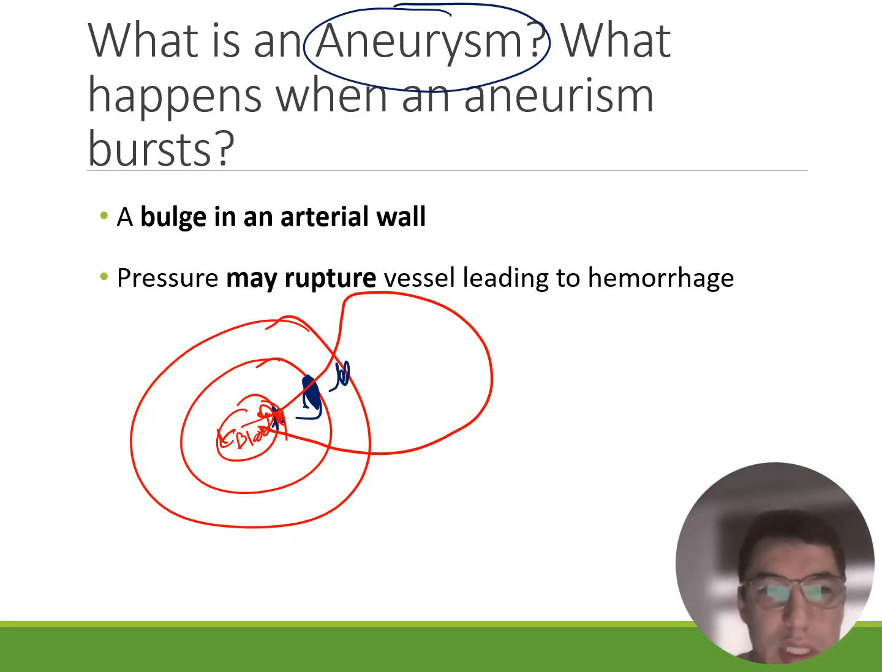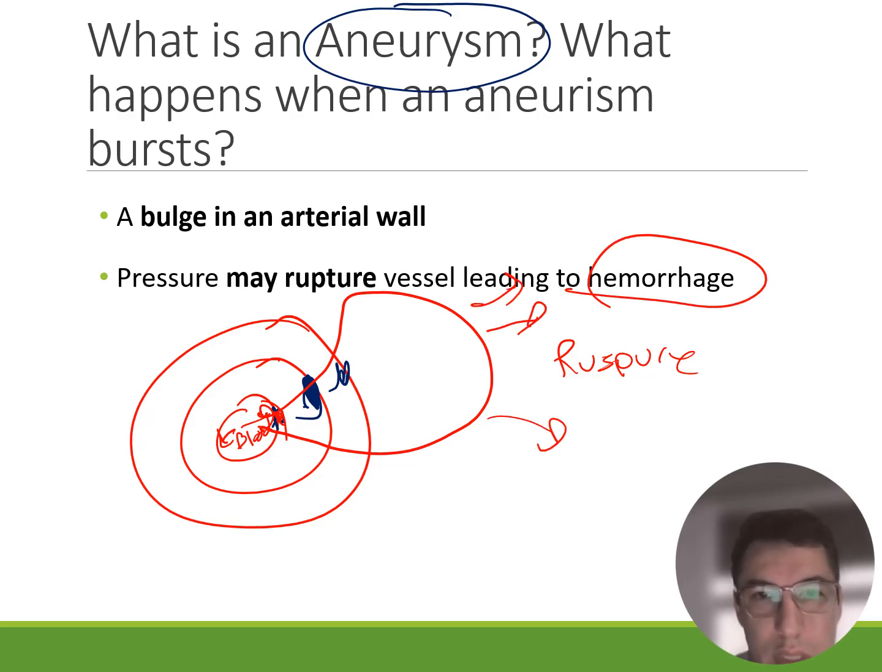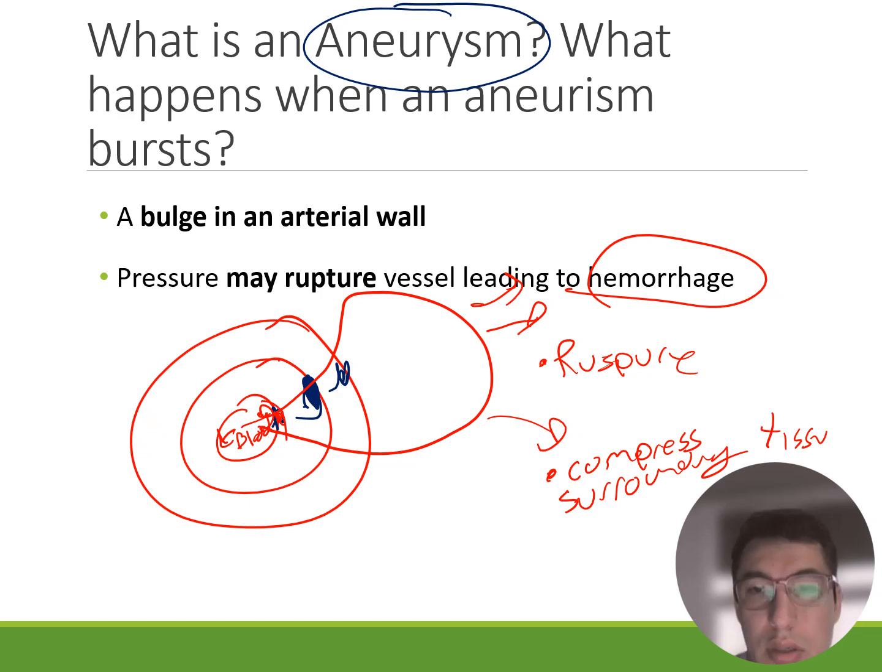Now this bulging is problematic because it can, for one, rupture, and if it ruptures, all that blood is going to rush out, and that is what we call a hemorrhage. The second problem that can occur from this is that it may compress surrounding tissues. So if you are in the brain, everything is pretty tight. So if you're pressing on a section of the brain, then you may be affecting this section of the brain.